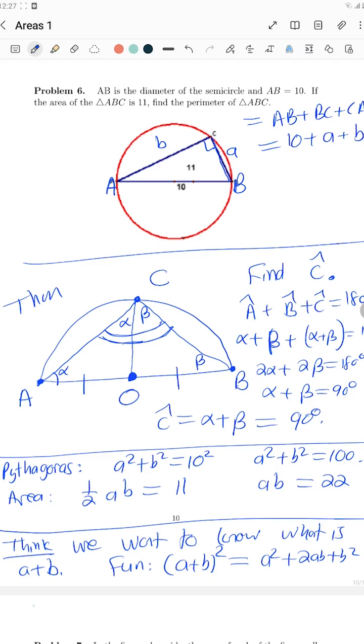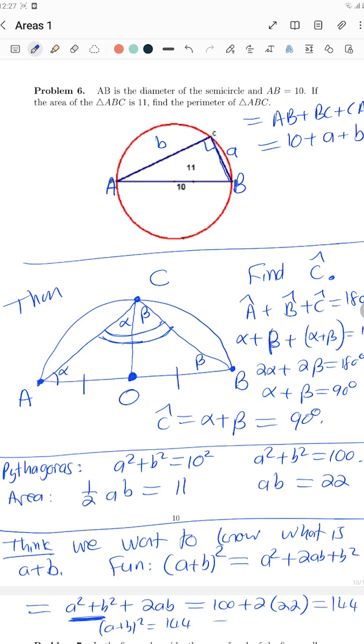Now, this we can rewrite as a squared plus b squared plus twice ab. And now we're in business because we know that a squared plus b squared is given as 100, and ab is 22. So this becomes 100 plus 2 times 22, which is 144. So now we know that (a plus b) squared is equal to 144.